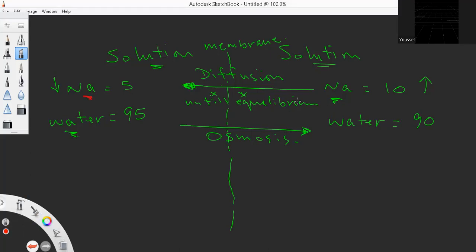If the sodium particles move against the gradient, which means against concentration, from low to high concentration, we call this type of transport, you said it before, active transport.